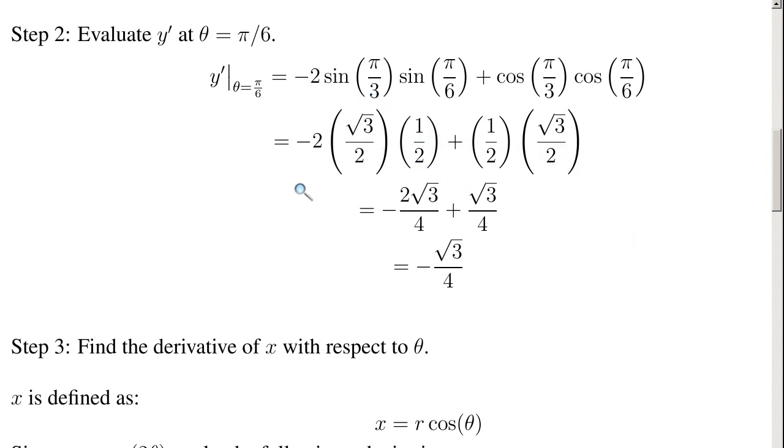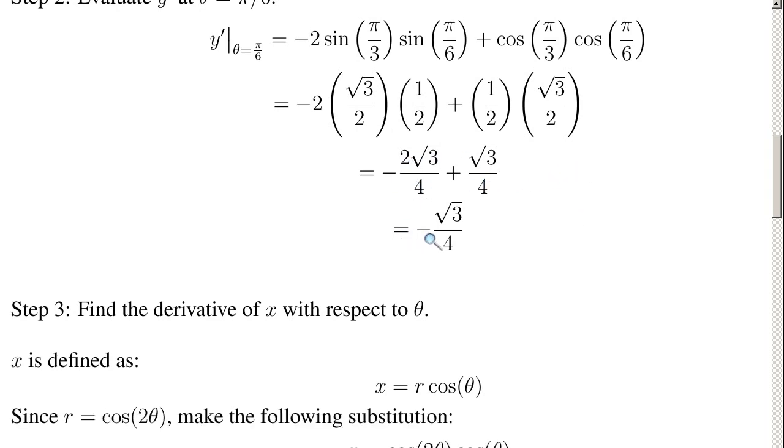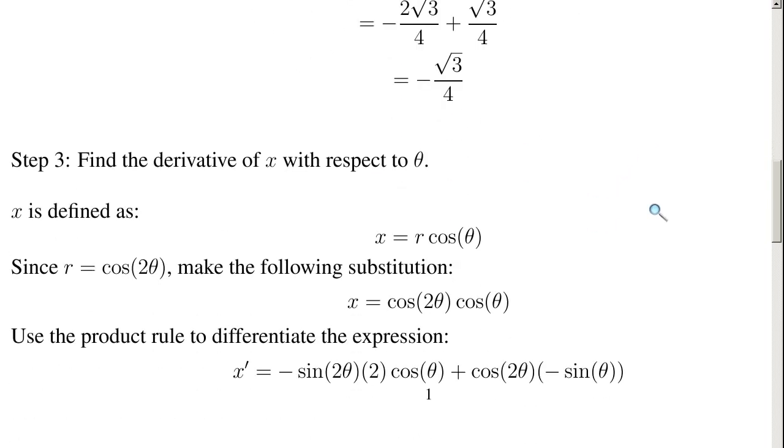And then from here you just simplify. So you have negative 2 times root 3 over 2 times 1/2, which is 2 root 3 over 4. Excuse me, negative 2 root 3 over 4. And then over here we have 1/2 times root 3 over 2, which is root 3 over 4. Then add these together to get negative root 3 over 4. Okay, so that was the first part.